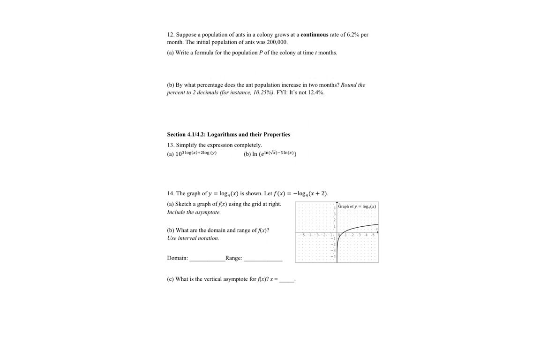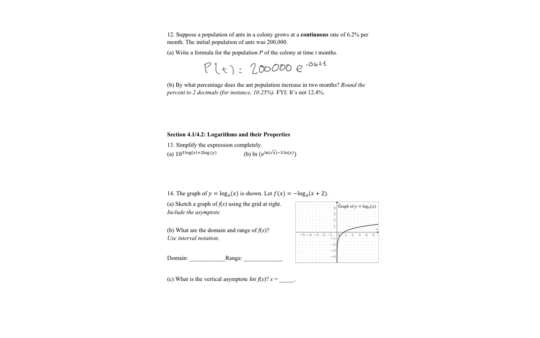per month, and the initial population of ants was 200,000. And so we have to write a formula for the population of the colony at t months. And so we got our initial value, and with this being continuous, that's going to be an initial value times e to the kt, right? And so we have our initial value of 200,000, and we have our continuous rate of 6.2%, or if we convert that to a decimal, 0.062. And so our formula is going to be P of t is equal to 200,000 e to the 0.062 t.